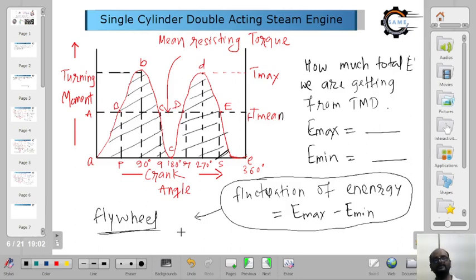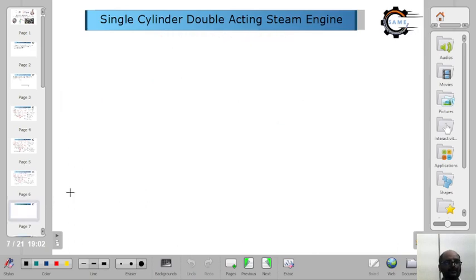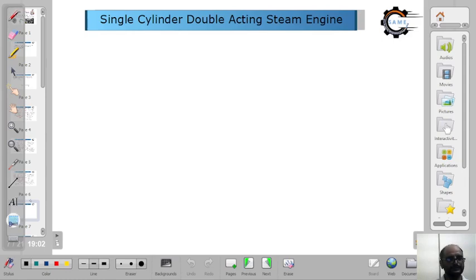And once we complete this turning moment diagram, along with this we will study the flywheel. See, this is also part of the flywheel. Okay, this is one part. The other part we will see in the upcoming classes. The turning moment and flywheel are very much related, right? We will also see how to design the flywheel rim, everything we will see in our upcoming classes. So don't forget to watch all the lectures. Okay, now in the next part we will see what is T mean. Let me erase this.